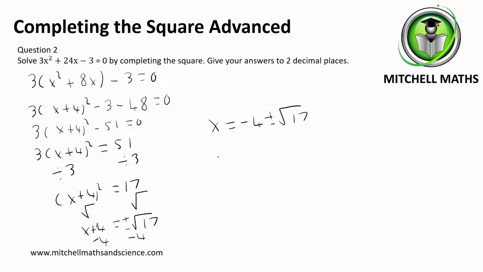Well, minus 4 plus the square root of 17 would give you 0.12, and minus 4 minus the square root of 17 would give you minus 8.12. Okay. So yeah, do check in solve questions what the question wants you to give your answer to.